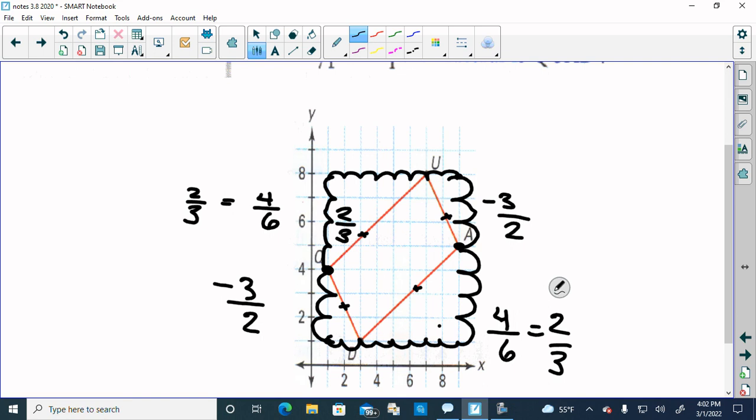So to prove that this is a rectangle, it looked like a rectangle, but it could have just been some type of parallelogram and not make 90 degrees here, because a rectangle has to have 90 degrees.